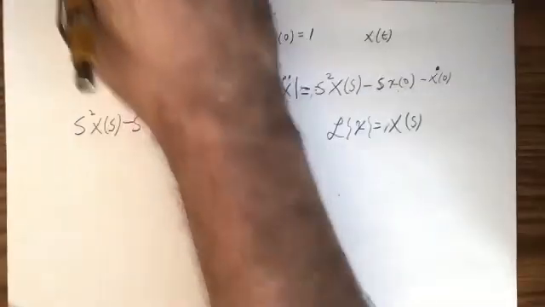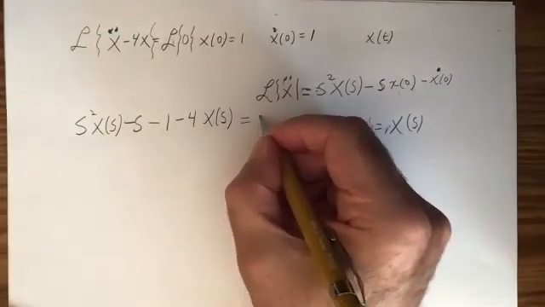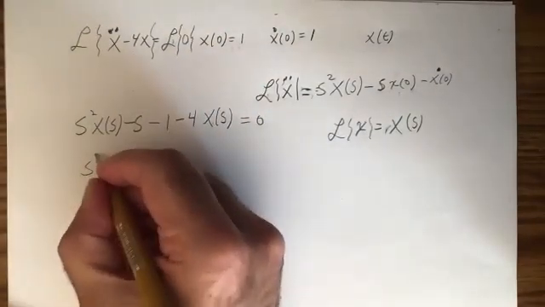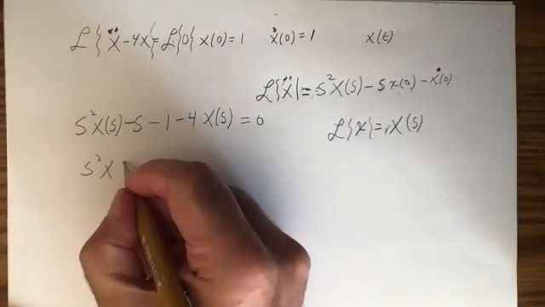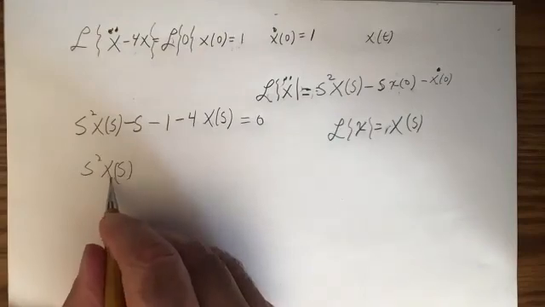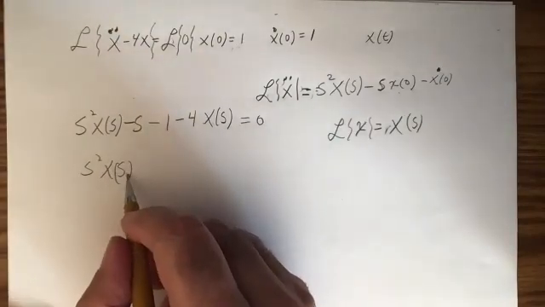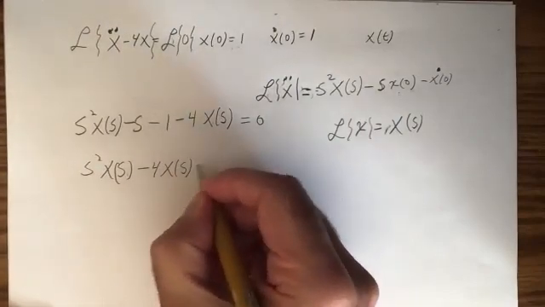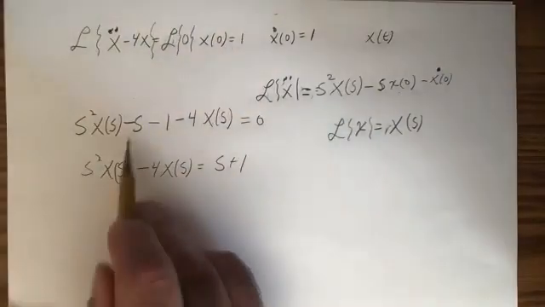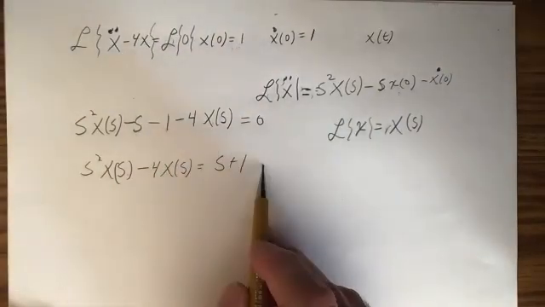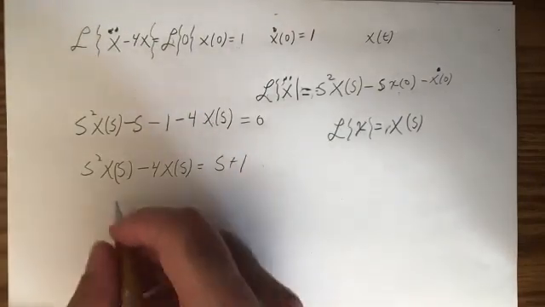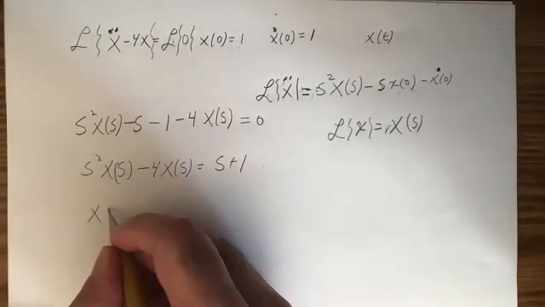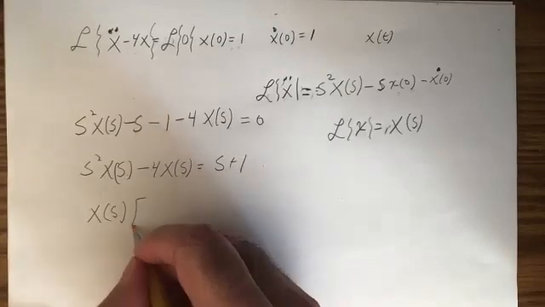Okay, everybody's with me so far? All right, and then this is equal to 0. So I could bring this over to the other side. I want to solve this for big X of s, X in the s domain. So let's see, I can write this as minus 4. Then I just bring over the s and the 1 over to here, and so now I can factor out the big X.